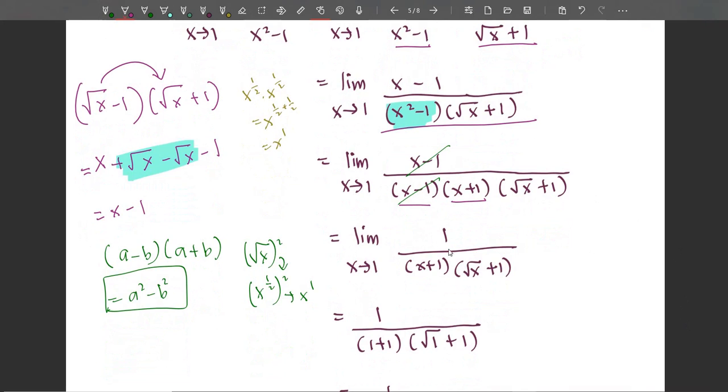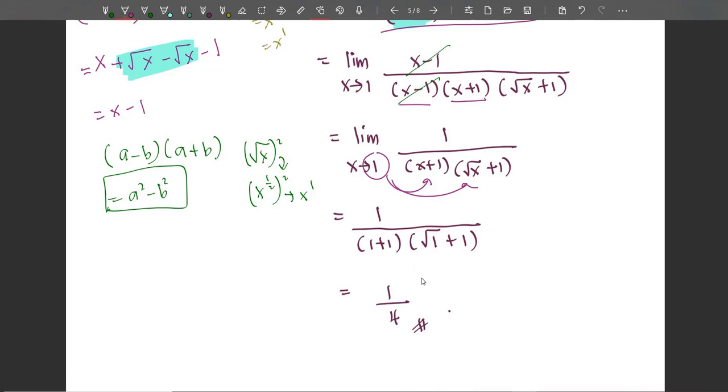Limit 1 over in bracket x plus 1 in bracket root of x plus 1 when x approaches 1. Substitute the value of 1 in x here, and we have 1 over 1 plus 1 in bracket times root of 1 plus 1 in bracket. And we have the final answer 1 over 4.